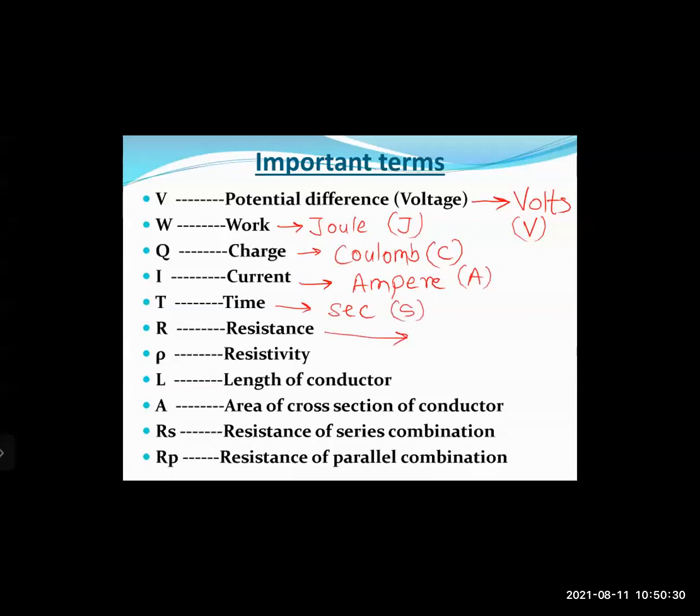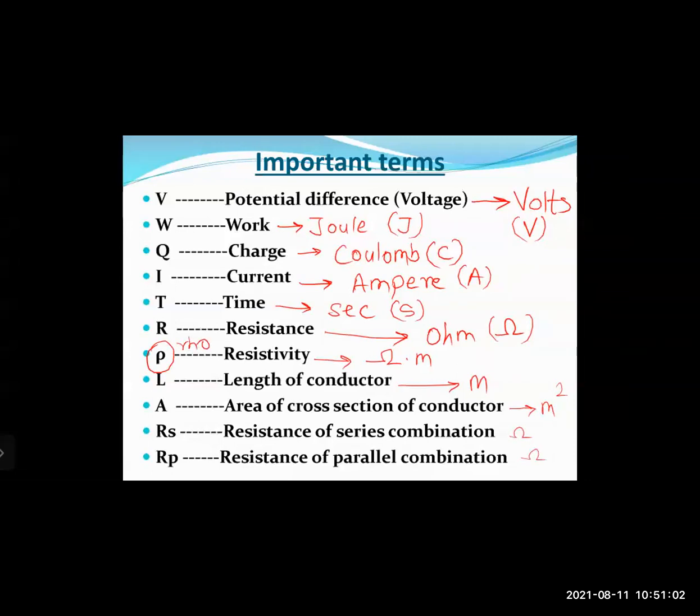Then resistance is given by ohm. It is the symbol for ohm, right? Resistivity unit is ohm meter. Okay, the length of the conductor will be given by what? Meters. Area of cross section will be meter square, and resistance will be in ohm only. Okay, I was talking about this symbol rho, it is called RHO, rho.